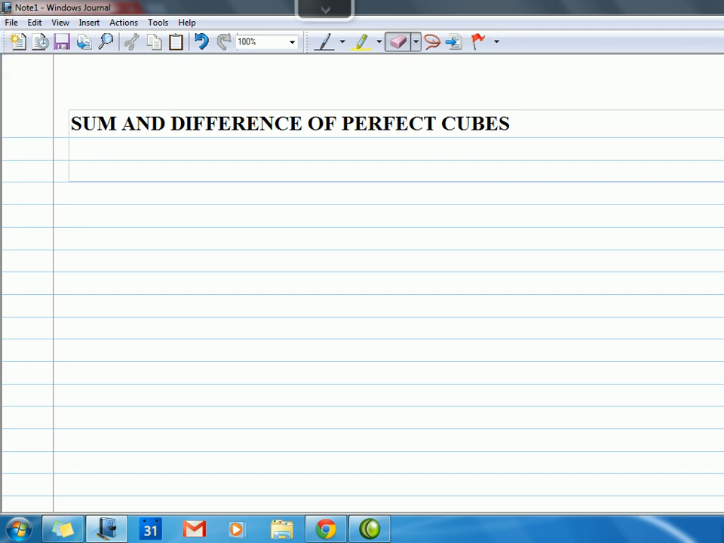Now, with the sum and difference of perfect cubes, there's two things that you have to remember. Perfect cubes, just to let you know, are numbers that you can multiply by itself 3 times, and it will give you another number. So that's what a perfect cube is. For example, 1 is a perfect cube. Why? Because 1 times 1 times 1 is 1.